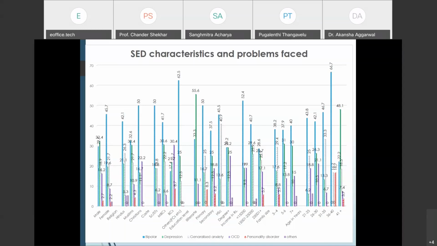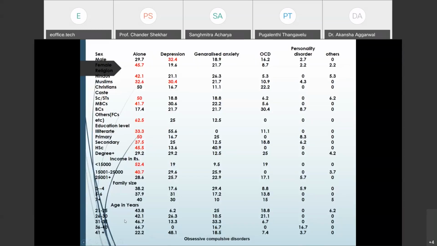Next. Sir, in the next slide, we will show you the table. The table will explain exactly what the numbers are, because the chart is somewhat cluttered, so that mostly the males are thinking.